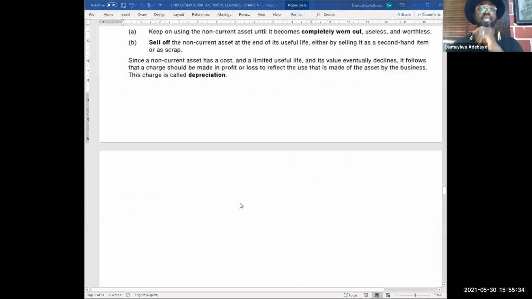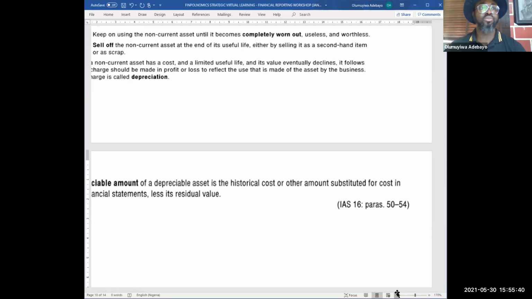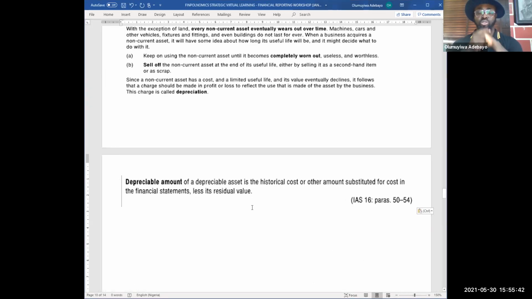Okay, thank you. And furthermore, to buttress what we have discussed earlier, can you also identify what we mean by depreciable amount?